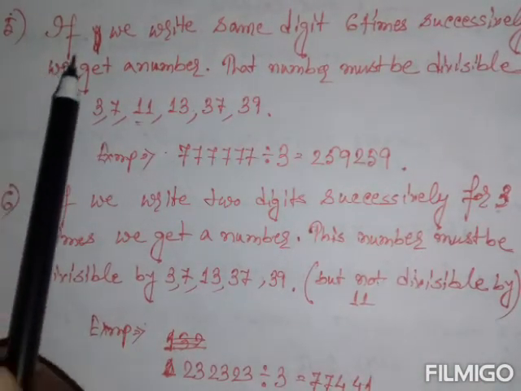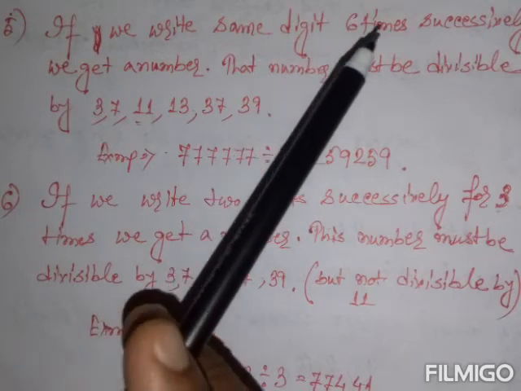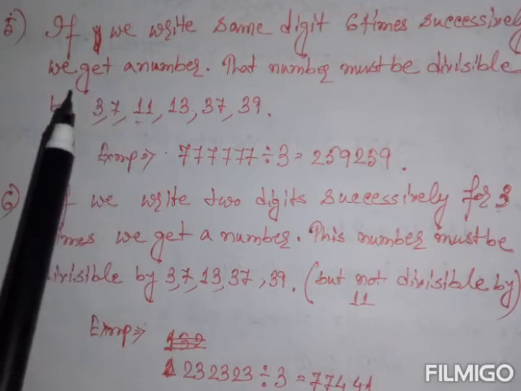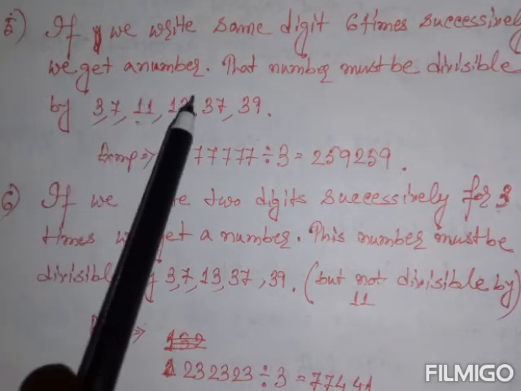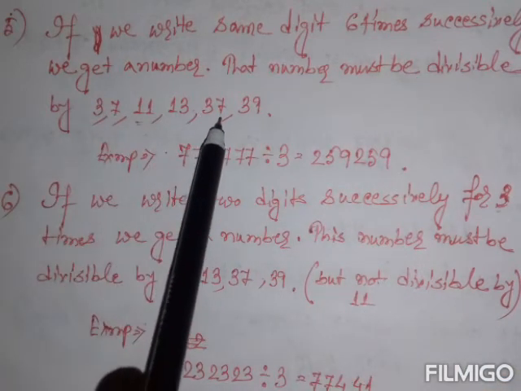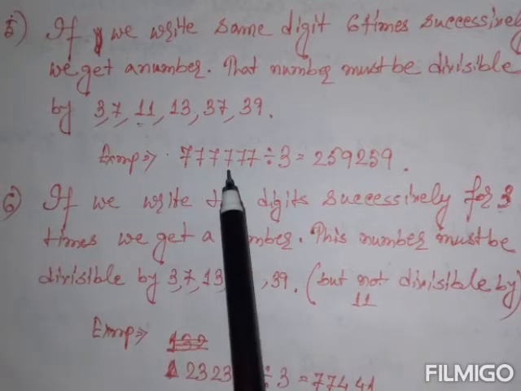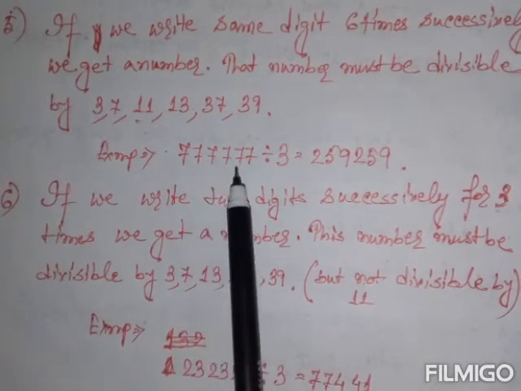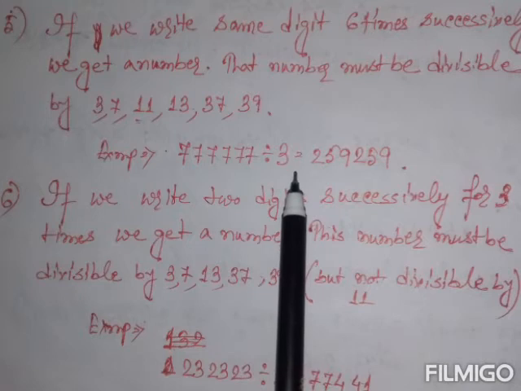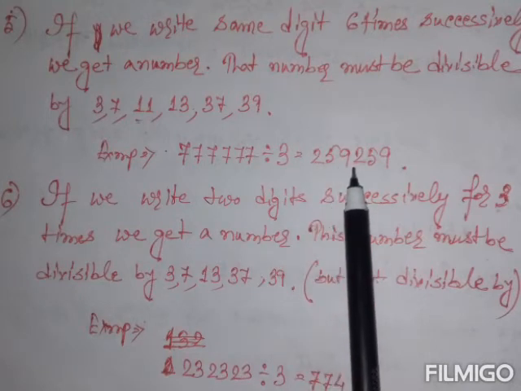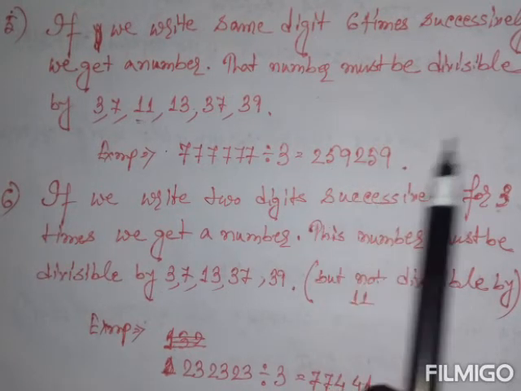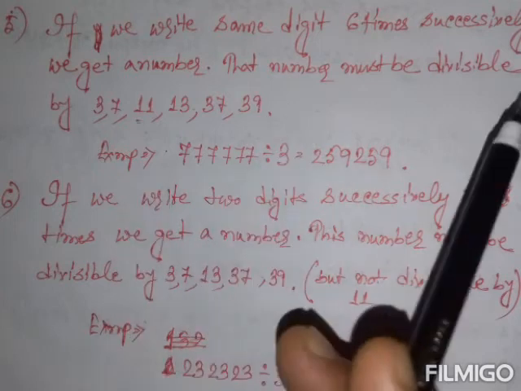Number 5. If we write the same digit 6 times successively, we get a number. That number must be divisible by 3, 7, 11, 13, 37 and 39. For example, 777777 divided by 3 is equal to 259259. You can try at your home this same process.